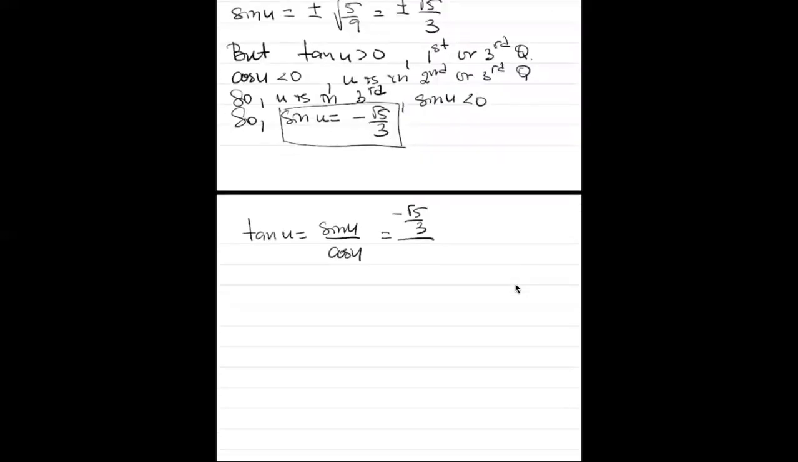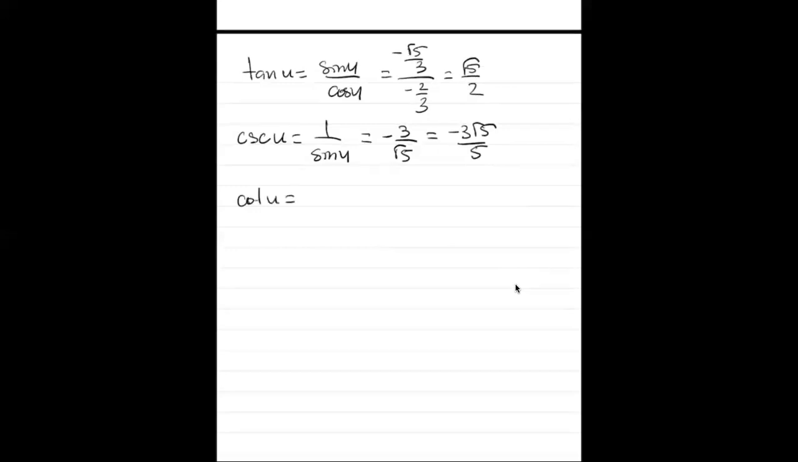So what's left now is tangent, which is sine over cosine: negative root 5 over 3, and cosine was negative 2/3. So root 5 over 2. So tangent's positive. What's left? Cosecant. Cosecant of u, which is 1 over sine, is the reciprocal of sine, negative 3 over root 5. Rationalize. So we found that. And it's left cotangent, which is 1 over tangent of u. So 2 over root 5. Rationalize: 2 root 5 over 5. So we found all of them. Example 2. Simplifying trig expressions.